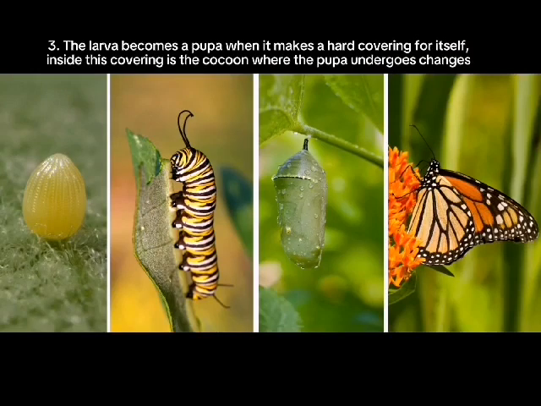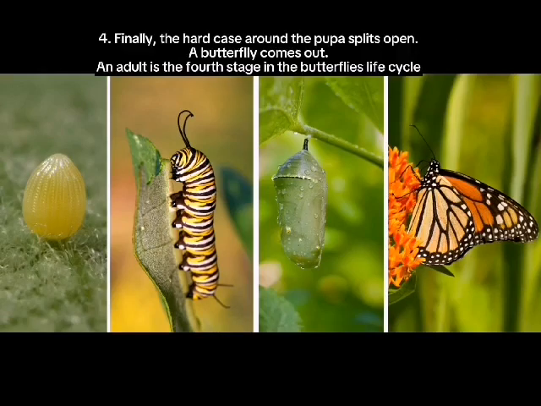Next, the larva becomes a pupa when it makes a hard covering for itself. Inside the covering is the cocoon, where the pupa undergoes changes. Finally, the hard case around the pupa splits open. A butterfly comes out. An adult is the 4th stage in the butterfly's life cycle.